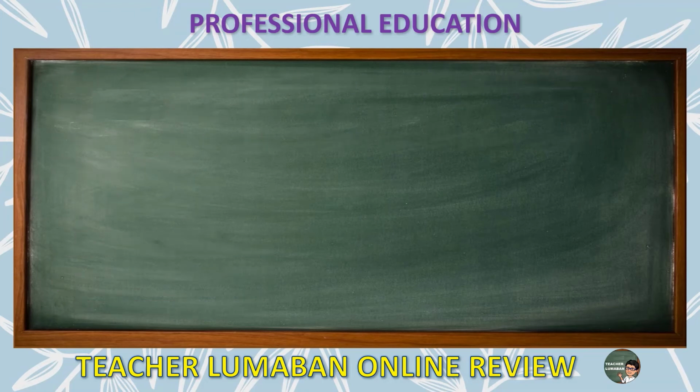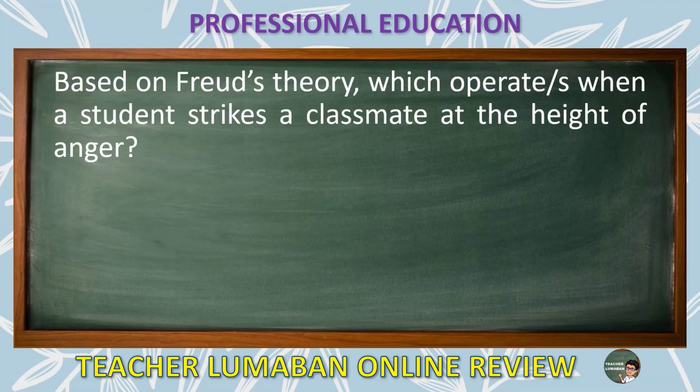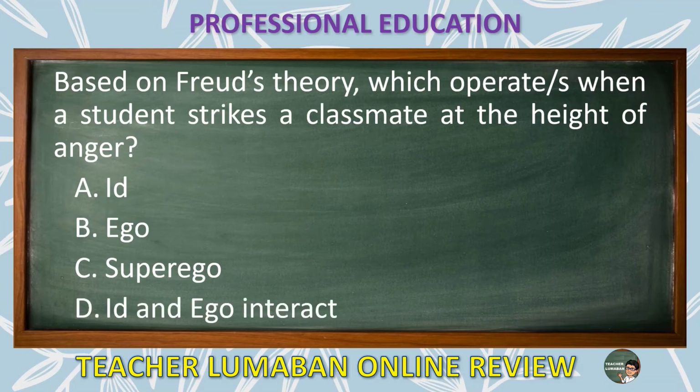Based on Freud's theory, which operates when a student strikes a classmate at the height of anger? Letter A, ID. Letter B, ego. Letter C, superego. Letter D, ID and ego interact. Choose the suitable answer based on the given choices in 5 seconds.